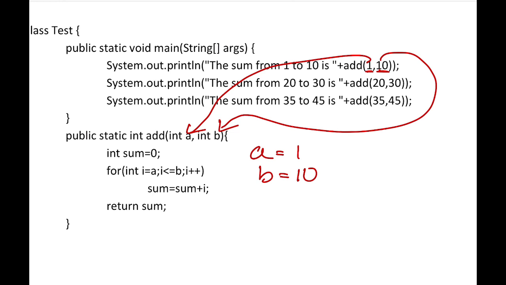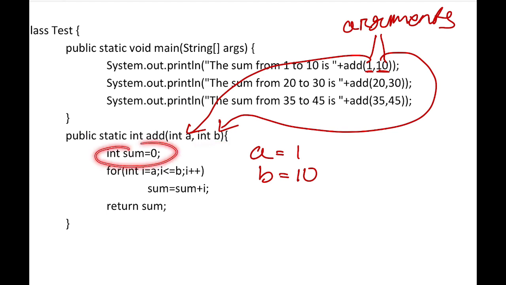So here we can say these 1 and 10 are the arguments, and this int a, b are the parameters, or we can say the placeholders. When the actual arguments are passed, then this a and b are going to receive these arguments. So a and b are the placeholders for the arguments. Okay, so here the value of a is 1 and the value of b is 10.